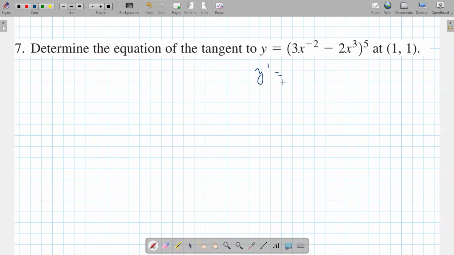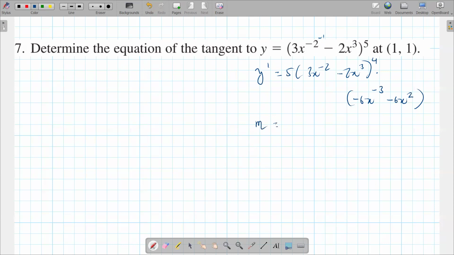What's y prime? Negative 6x. No, think about the bigger function first. So it'll be 5 here, to the power 4, and then times what? What's the derivative of the bracket? Negative 6x to the minus... remember, you always take 1 away, so it'll be -3 minus 6x squared. So that's our slope function.